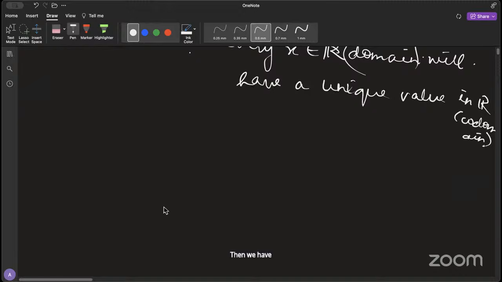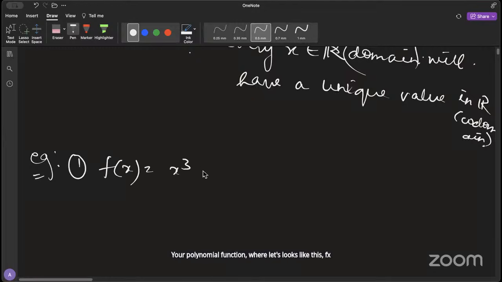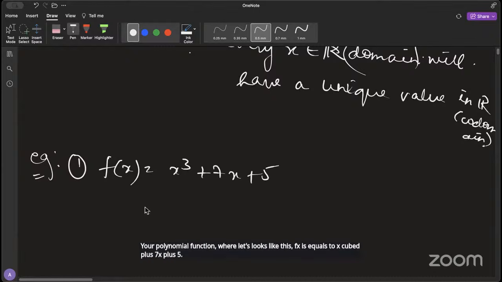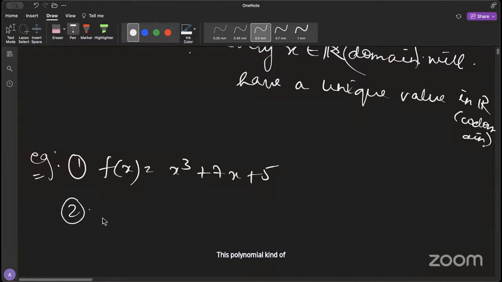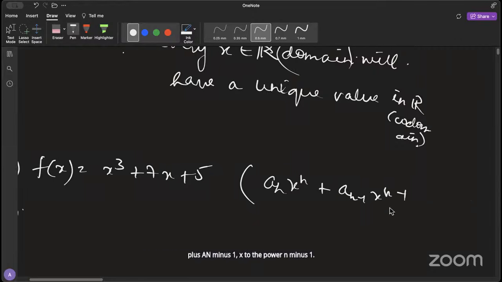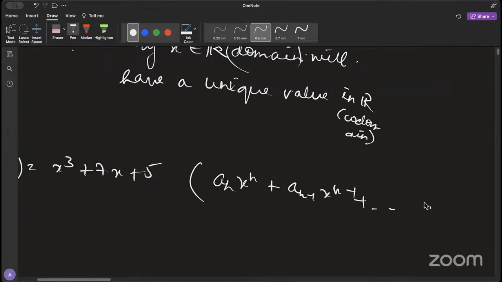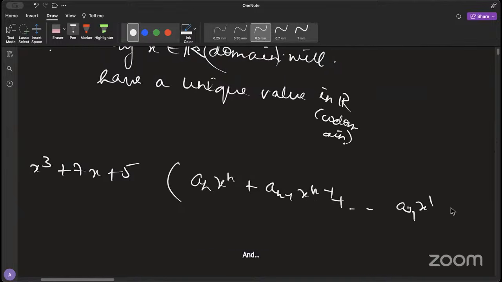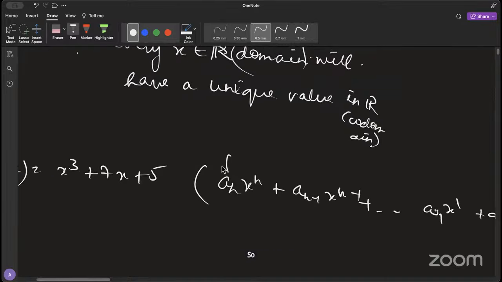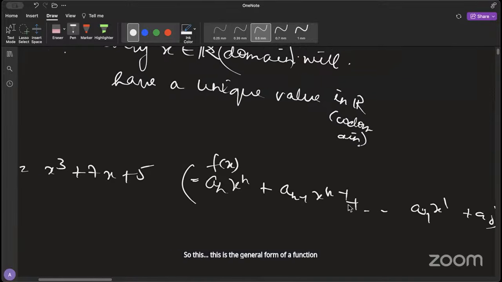Then we have some kinds of functions that we've studied so far. First is your polynomial function, where let's say it looks like this: f(x) = x cubed + 7x + 5. This is a polynomial kind of function. Then the general form looks like this: a_n x to the power n + a_(n-1) x to the power n-1, and so on, up to a_1 x to the power 1 and a_0. So this is the general form of a polynomial function.